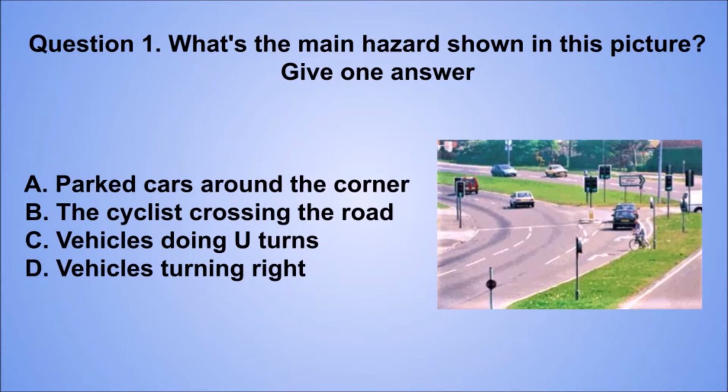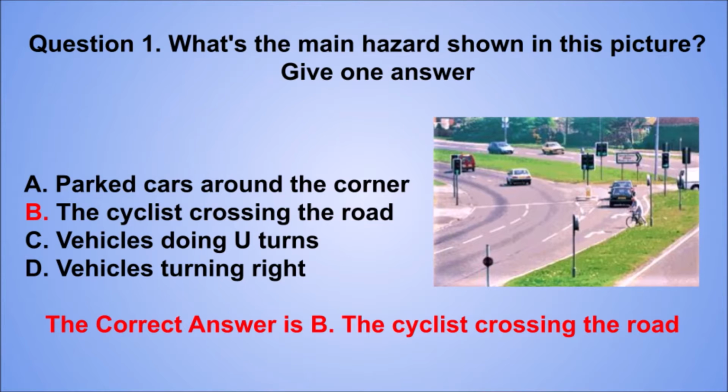Question 1. What's the main hazard shown in this picture? Give one answer. A. Parked cars around the corner. B. The cyclist crossing the road. C. Vehicles doing U-turns. D. Vehicles turning right. The correct answer is B, the cyclist crossing the road.